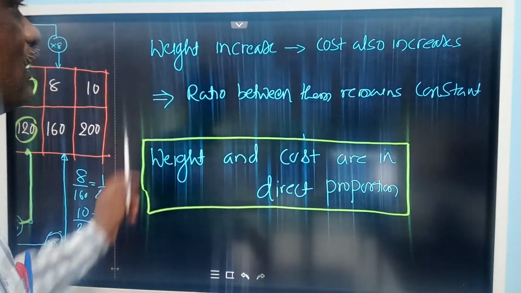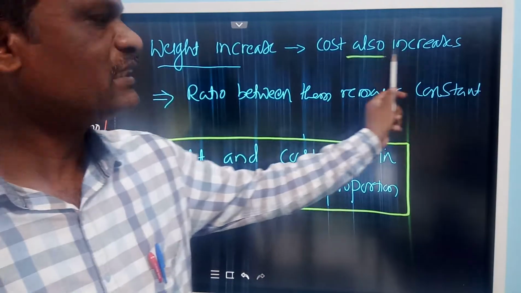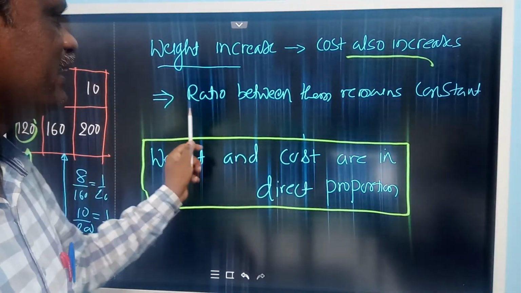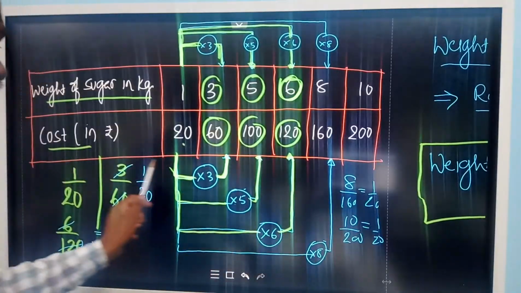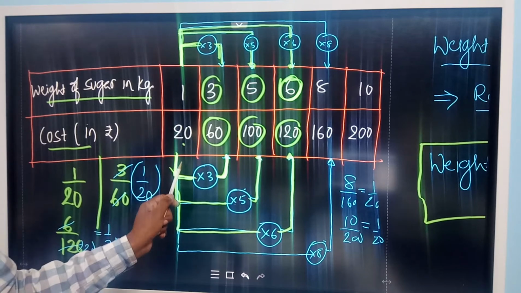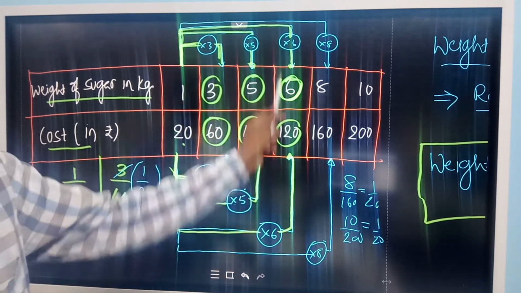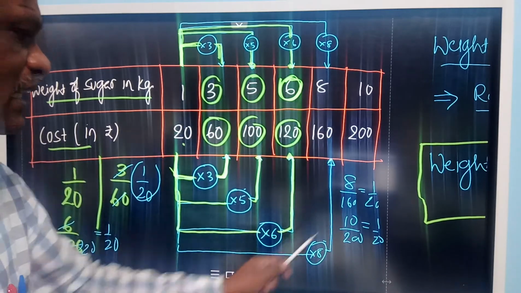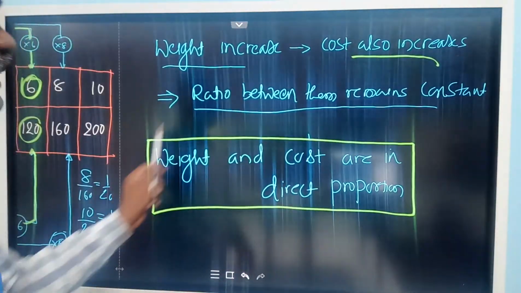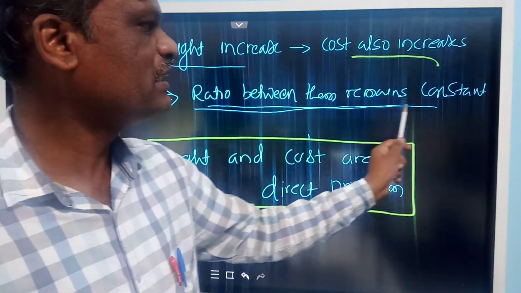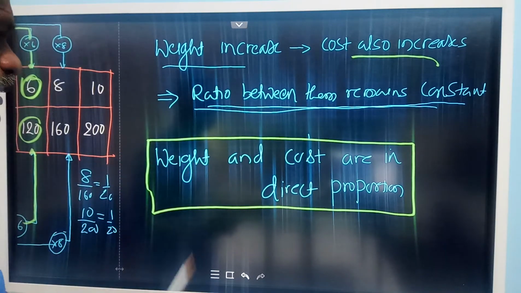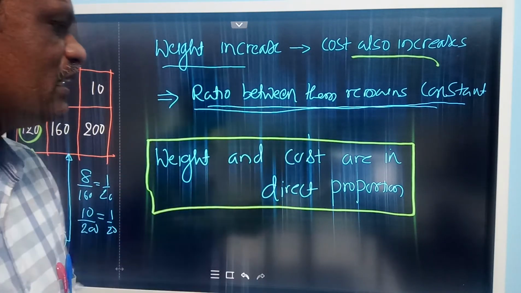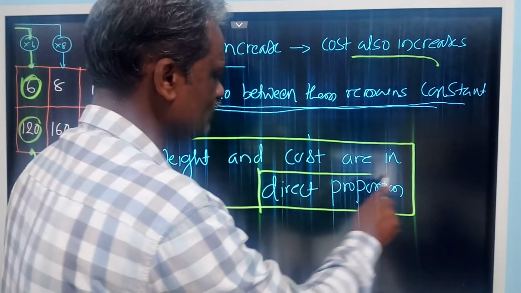So look at this. Weight increases means cost also increases. And the ratio between them remains constant. What is that ratio? 1 by 20 you are getting. Whether you divide this one or divide this one, any one you divide, you will always get 1 by 20 only. That's why we say the ratio between them remains constant if it is in direct proportion. We say that weight and cost are in direct proportion.